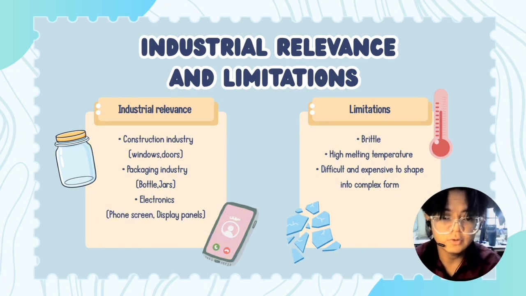These industries choose this material because of its high melting temperature, because it cannot melt at normal temperature. That's why it's suitable for windows and jars, which are at room temperature. Even in a hot season, it's still not melting.